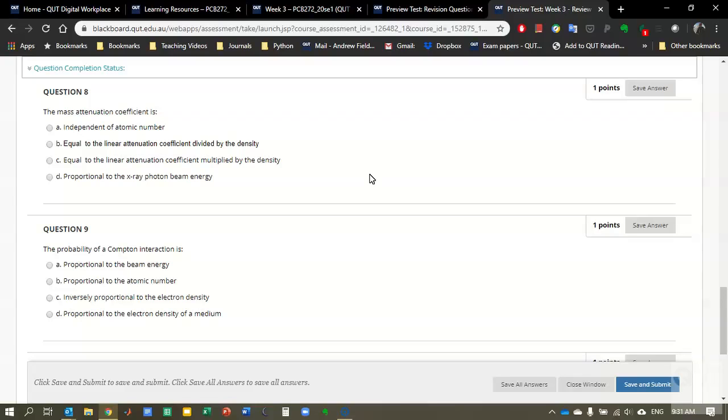So the mass attenuation coefficient is the linear attenuation coefficient divided by the physical density. Okay, so if we know the physical density and linear attenuation coefficient, we can work out the mass attenuation coefficient.